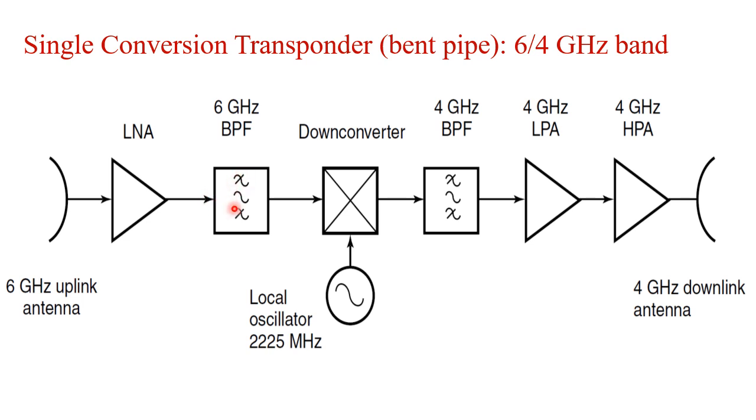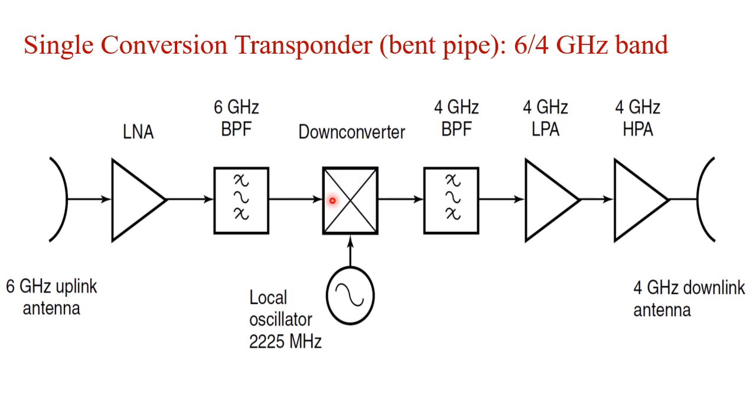So we must have some band pass filter. Well, this band pass filter may also be incorporated in the low noise amplifier. We are just showing it in a separate block. So here we have the 6 gigahertz signal. This 6 gigahertz signal must be down converted to 4 gigahertz.